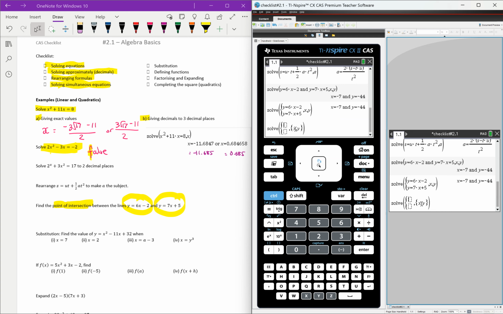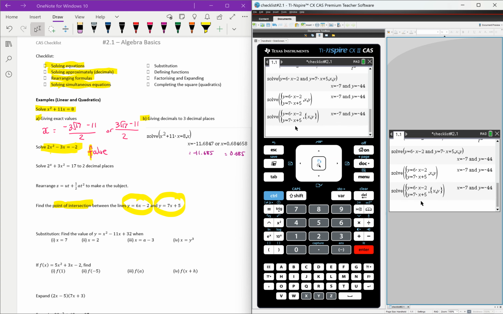And again, you could go y equals 6 times x minus 2. And on the bottom, y equals 7 times x plus 5. And you press enter, and it gives you the same answer. Okay, so there are three different methods there, but I usually use the middle method. You can use either one. Okay, so we've just now ticked off solving simultaneous equations, and in this case here, we now know x equals -7 and y equals -44.